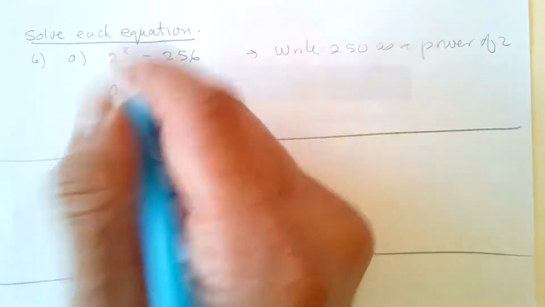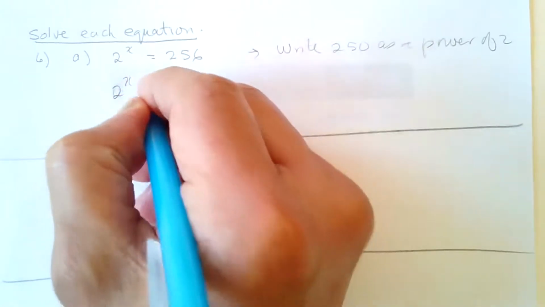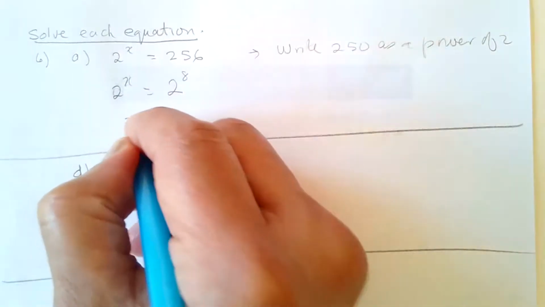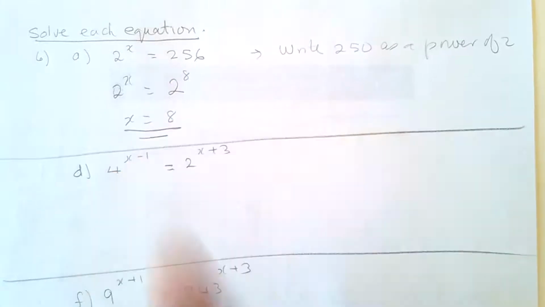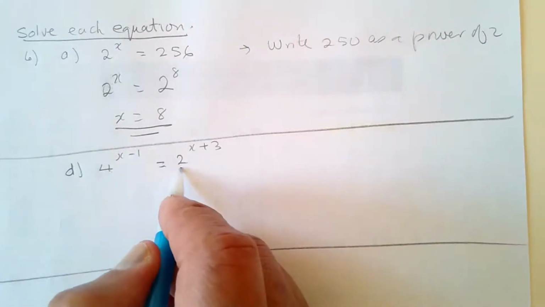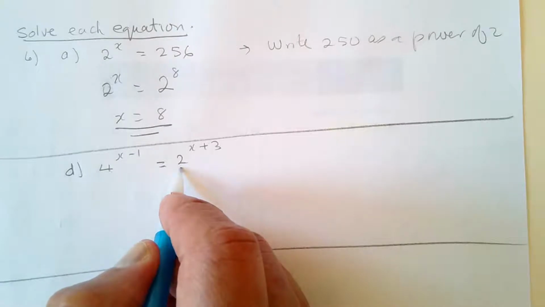So 2 to the power of x is going to give us 2 to the power of 8. x is equal to 8. Pretty basic one. Here, I changed that to a power of 2.